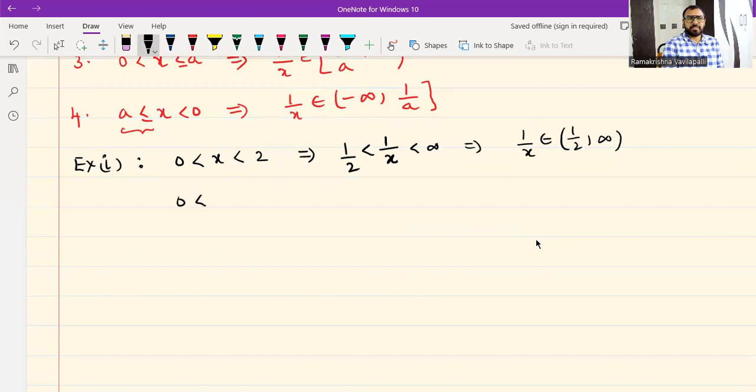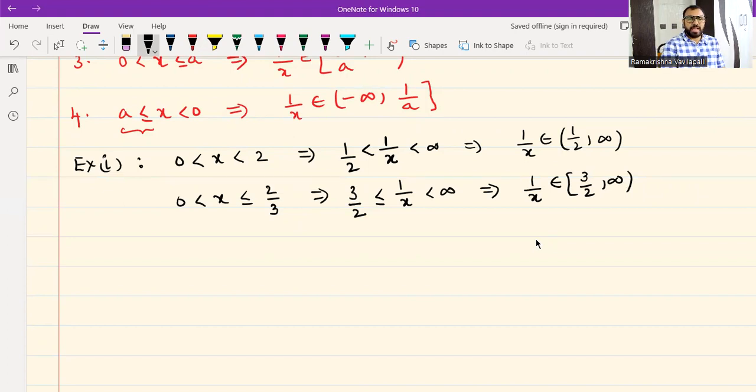0 less than x less than or equal to, let us take 2 by 3. Okay, so now 1 by x is here greater than or equal to the reciprocal of this value, 3 by 2, and it is less than infinity. So 1 by x belongs to the closed interval 3 by 2 to infinity.